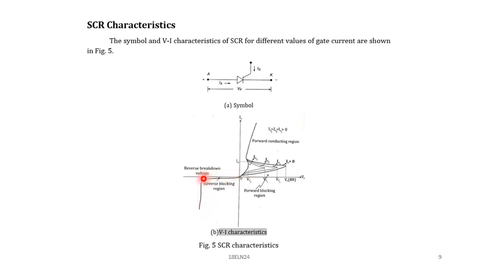That current exists based on the phenomena of avalanche and Zener breakdown. This region, as I mentioned, is the reverse blocking region, and the current value is very small. When it reaches the breakdown region, that voltage is called the breakdown voltage, and there will be an increase in the current. So this is about the reverse characteristics.